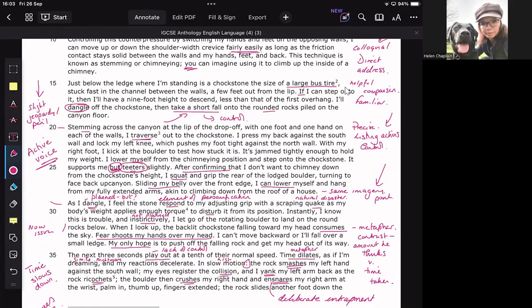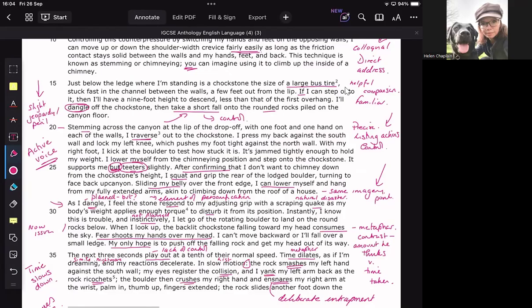By line 29, as I dangle, we've got repetition of the word dangle, and it's still planned, but we're aware maybe slightly more of those less controlled connotations of dangle, of kind of hanging. I feel the stone respond to my adjusting grip. And I would argue there's an element of personification there. It's almost as if this landscape that he has been completely at ease in is now starting to take on a life or an influence of its own.